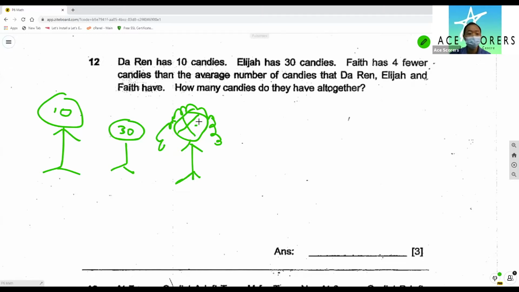minus 4. X is the average. You understand? Now, this type of question, I use the TAN triangle. What's the TAN triangle? Tan triangle.